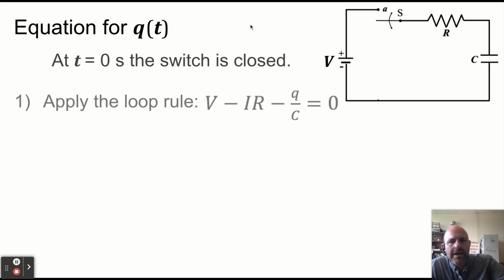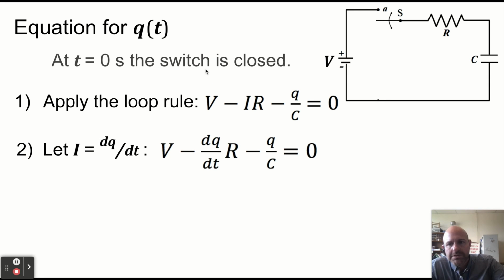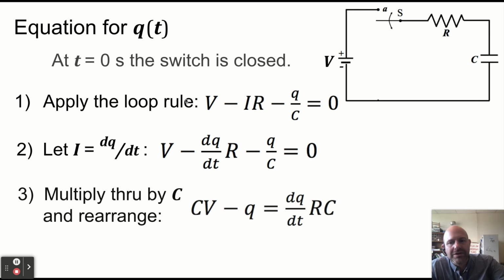So what does this look like? We know that at the beginning, V equals, for the entire circuit, V of the battery, minus IR, which would be the voltage across the resistor, minus Q over C, which would be the voltage across the capacitor, should add up to 0. And if we let current be dQ/dt, we have a nice differential equation. Very exciting. And we've got our time constant, RC, there.